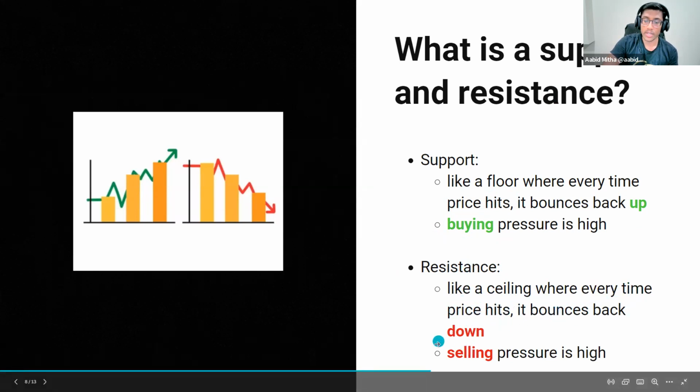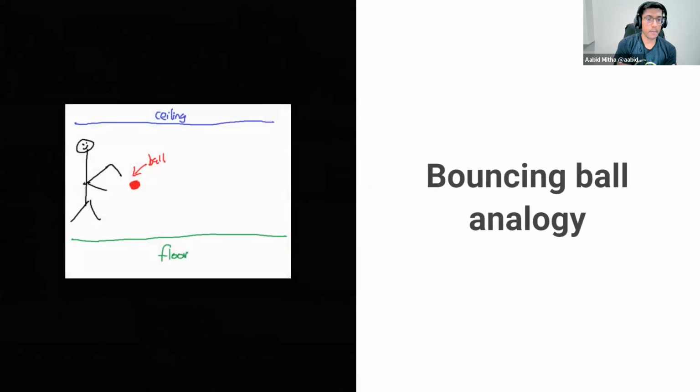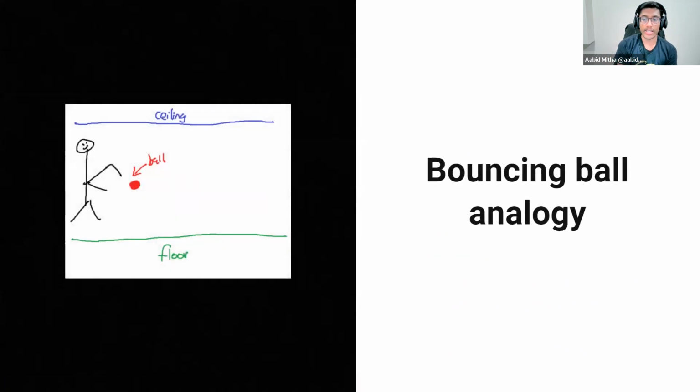Now, what this means is that the selling pressure is high. And again, the sellers are more than the buyers. Hence, when the price hits our resistance zone, it is likely to drop back down. Now, the best way to visualize this is a simple bouncing ball analogy. Let's say we bounce a ball, right? And for some reason, gravity did not apply and it kept on bouncing.